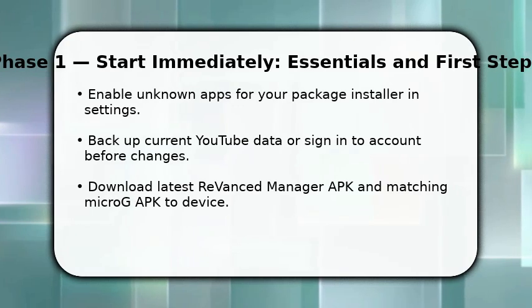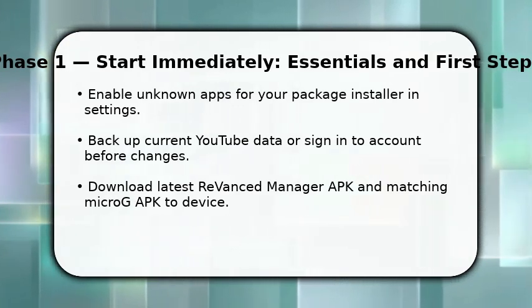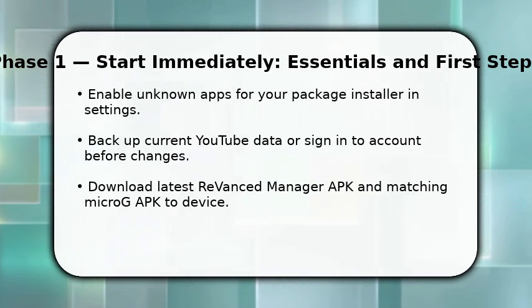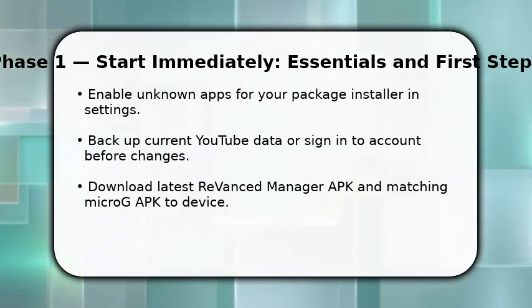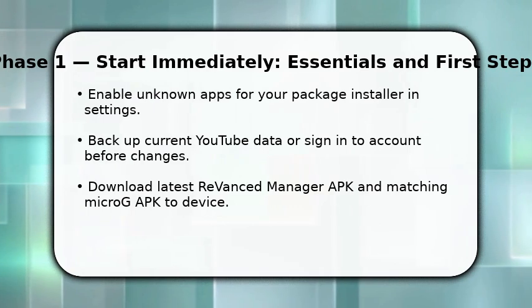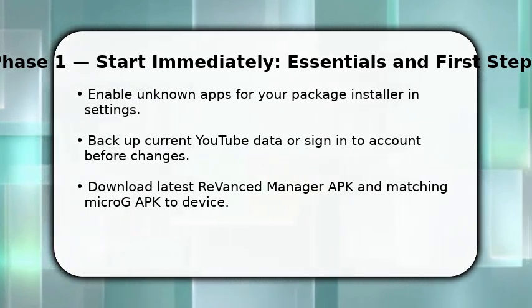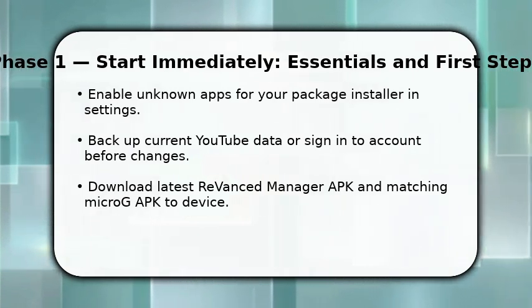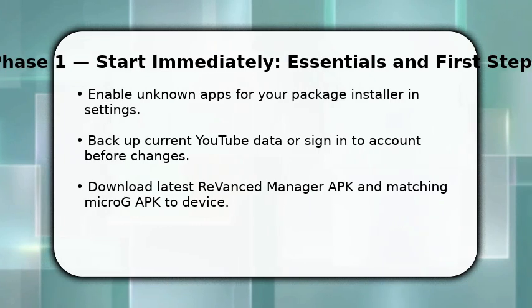You begin by enabling installation from unknown sources because the manager needs permission to install modified apps. Once done, back up your YouTube data or sign into the account you want to keep so you don't lose playlists. Then, install the Revanced Manager APK and the correct Micro G APK. Make sure versions match. You'll know why.